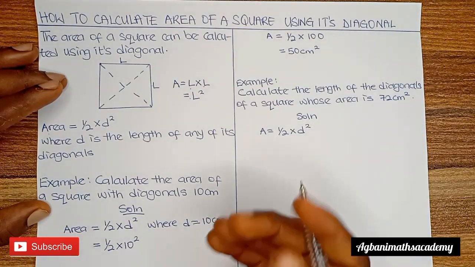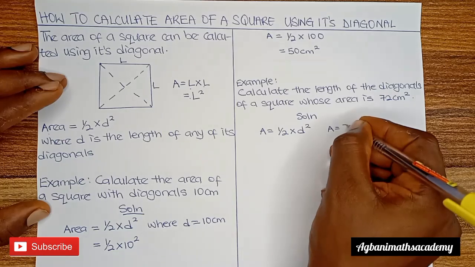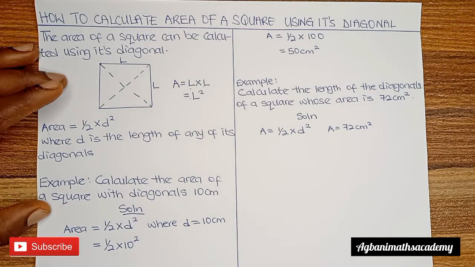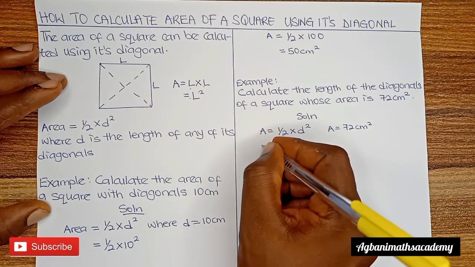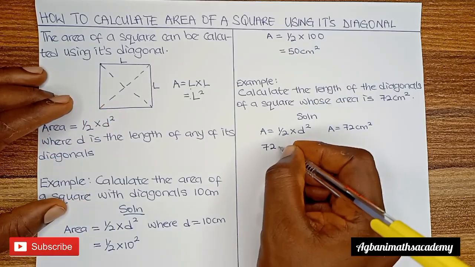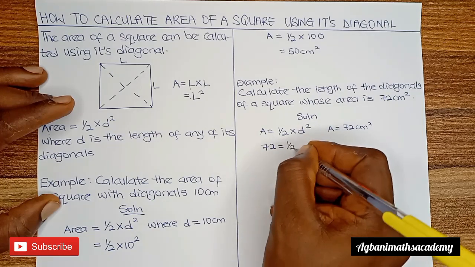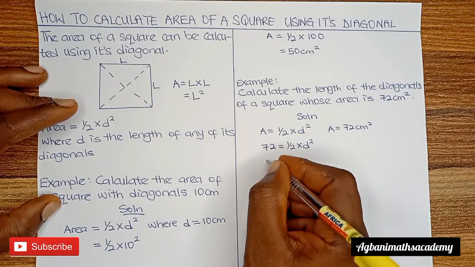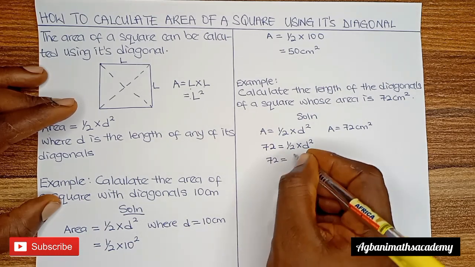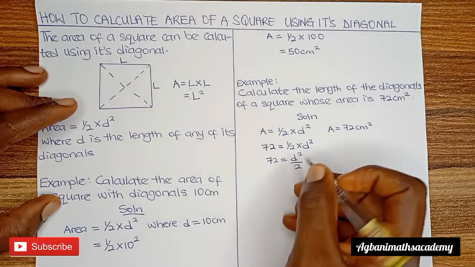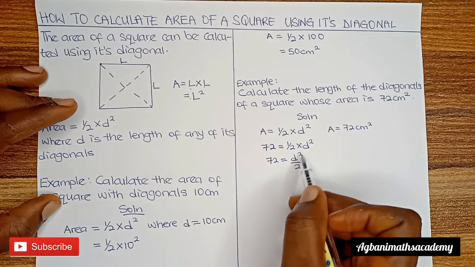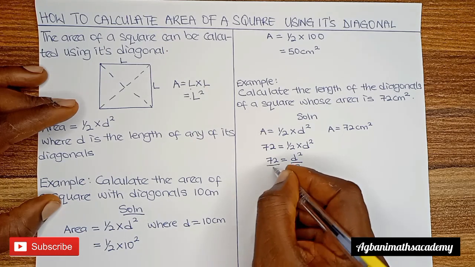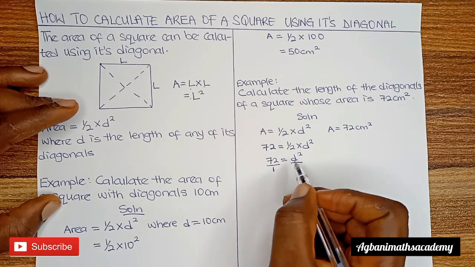So what is our area? Our area was given to be 72 centimeter squared. So where we see A, we are going to put 72. So we have 72 is equal to half multiplied by d squared. So we can rewrite this as 72 is equal to d squared all over 2. This means we can cross multiply because the denominator of 72 is equal to 1, right? So we can cross multiply.